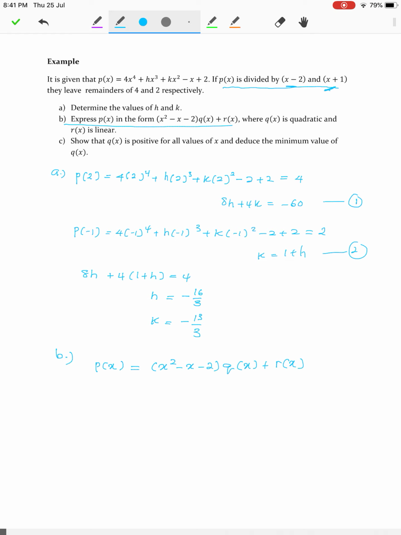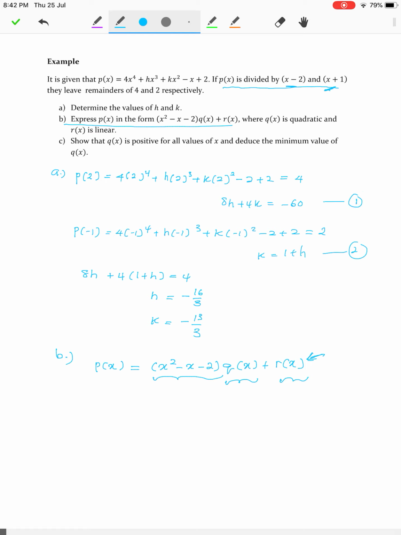What is this actually saying? This quadratic factor is multiplied by a quotient plus a remainder. This is the remainder, and your remainder is in the linear form. If I ask you what lesson in class we have done in finding the quotient and remainder, I hope you can answer that, which is the long division.